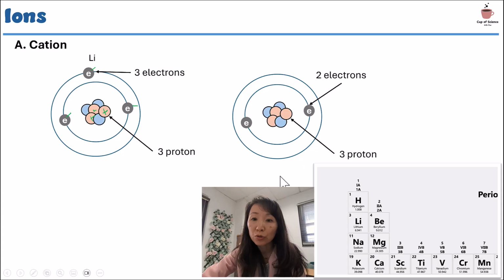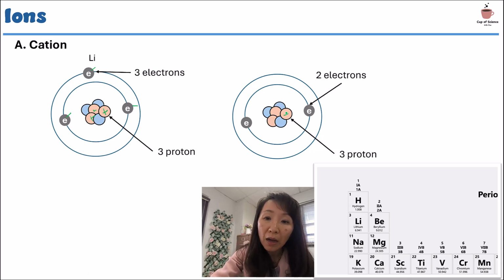This image shows 3 protons and 2 electrons. So what atom is this? Well, this is still lithium because it has 3 protons. See? 3 protons. But it only has 2 electrons. That means there are 3 positives and only 2 negatives.